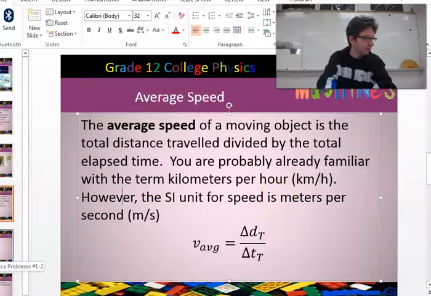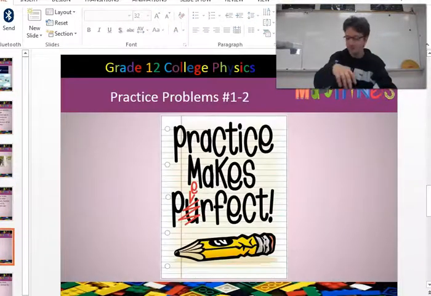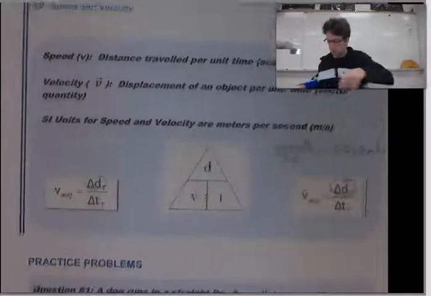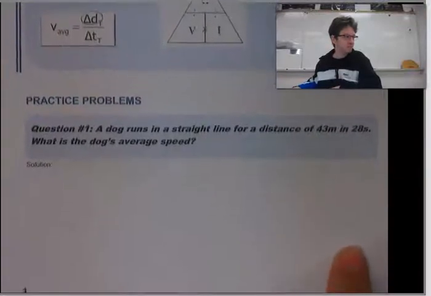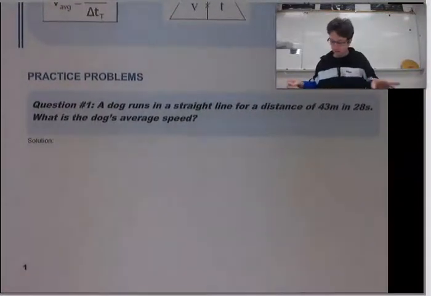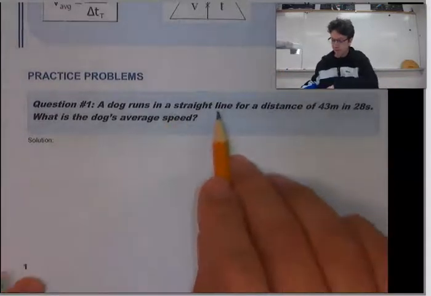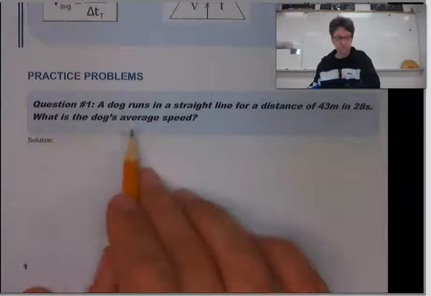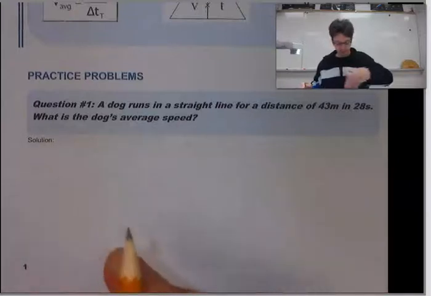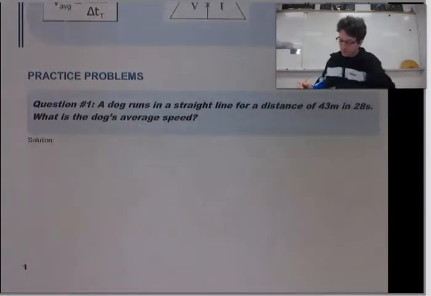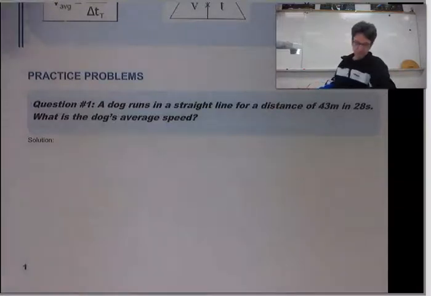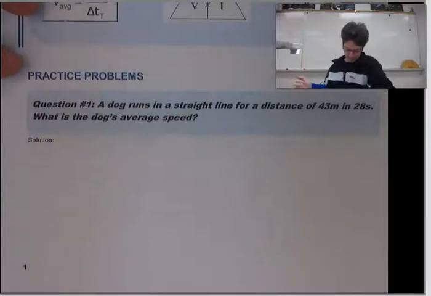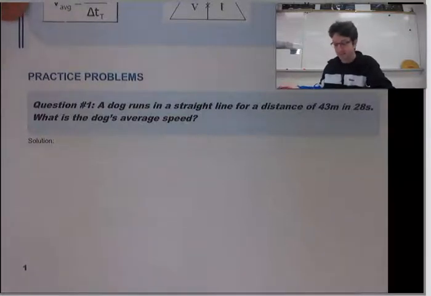Okay, so let's use this to try and solve the first couple questions. First question below. Here we have a dog runs in a straight line for a distance of 43 meters in 28 seconds. What's the dog's average speed? All right, so we're going to solve this with a method. I'm going to write lots of details. When you're answering these questions, you don't have to write as much detail, but we're going to use the GRASP method if you're familiar with it.